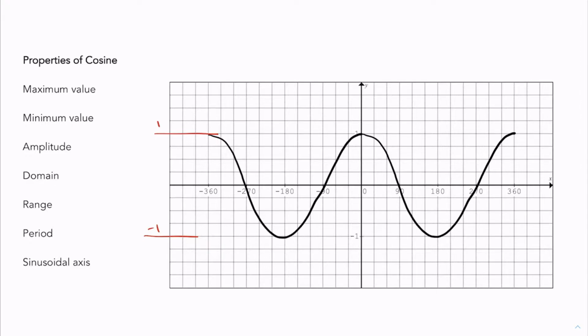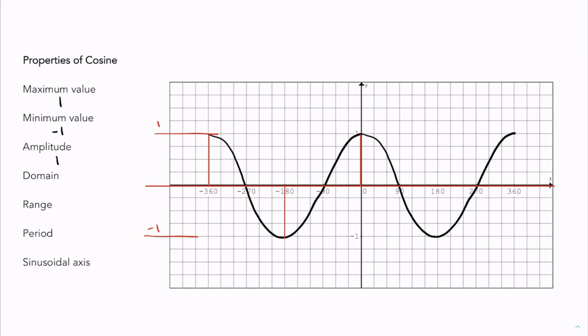The amplitude, if you recall, is the distance from the middle of the graph, or the sinusoidal axis, to either the topmost point or the lowest most point. It's going to be the same regardless. So in this case, from here to here, it is 1, or from here to here, it is 1, or you can look from here to here, always 1. Let me fill in some of these values. Maximum value, 1, minimum, -1, amplitude is 1.